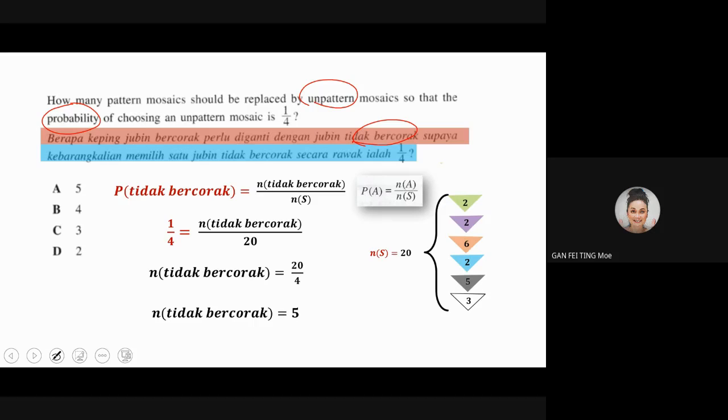So how many? What does the question say? How many pattern mosaics should be replaced? Which one is your answer? This question is quite tricky, you know. It's simple, but the answer for you to choose is quite tricky. Can you please tell me which one is your answer? This is to test your understanding. Does any one of you choose 5 as your answer? Why do you choose 2?